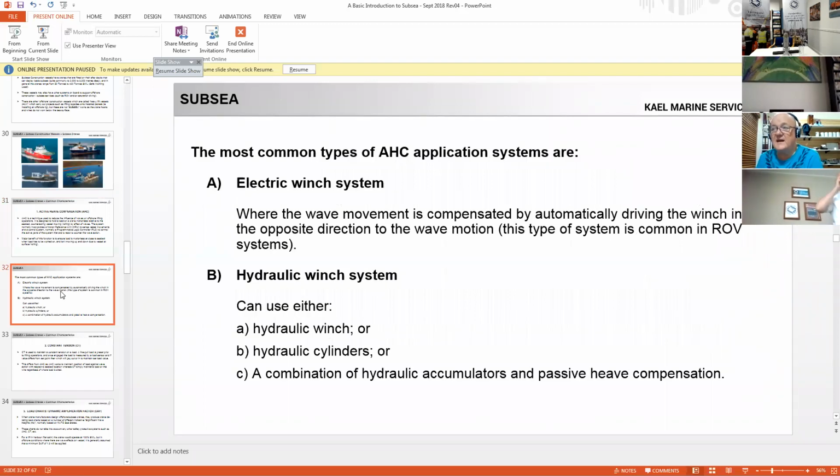So the most common types of AHC are the electric winch system, where the wave movement is compensated by automatically driving the winch in the opposite direction to the wave motion, and this is common in ROVs. And there's a hydraulic winch system, which can use either a hydraulic winch or hydraulic cylinders, or a combination of both.